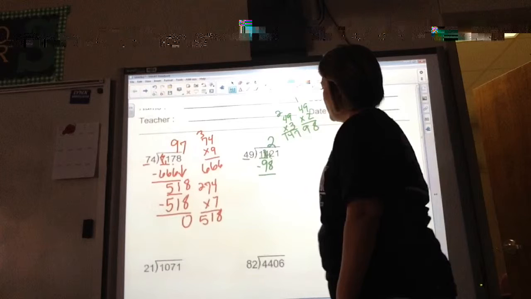Okay, Miss Milton does that sometimes too. All right, so now 9 goes in perfect. So I'm going to put a 9 on the roof, which means you just divided. Now I'm ready to multiply. 9 times 49 is 441. 441 minus 441, 0. Awesome. Let's move to the next problem.